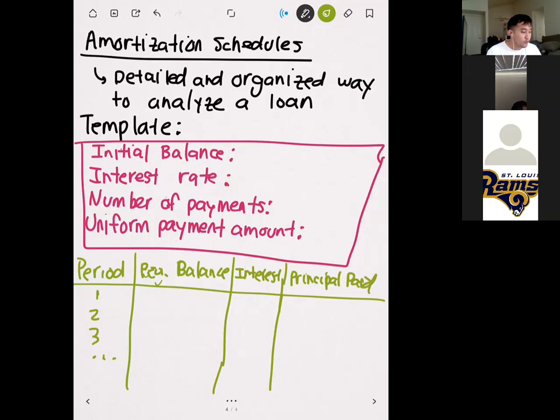The fourth column is going to be principal paid, and that's how much of a dent you're making into your initial loan. The way that we're going to compute that is the uniform series payment subtracted from the interest, and I'll write expressions for this later. Then there's one more column that I can't fit here, but it's basically the end balance. At the end of this period, how much money do you still owe on the loan? That's going to be your ending balance.